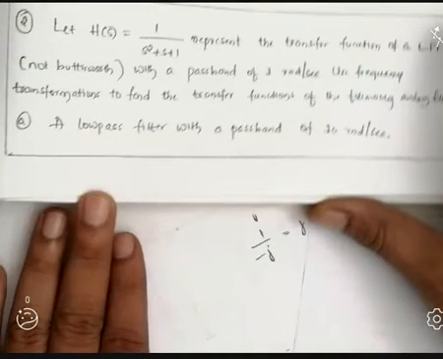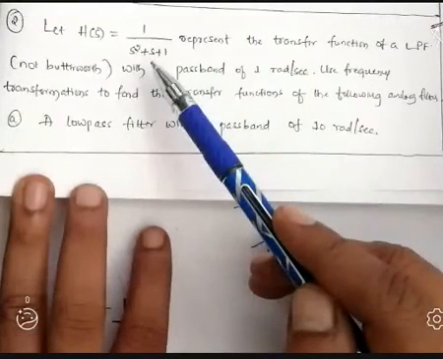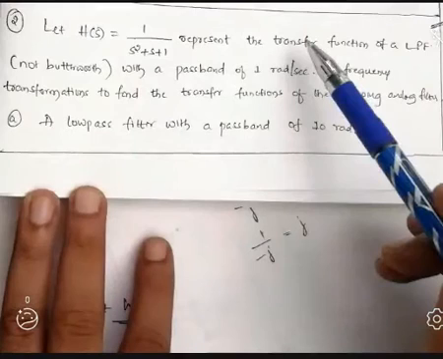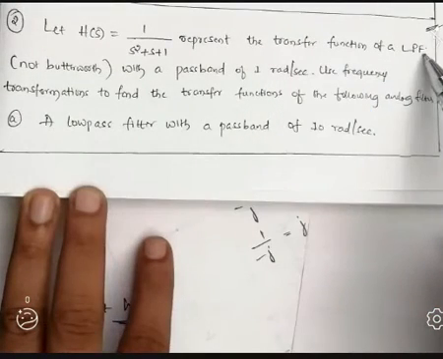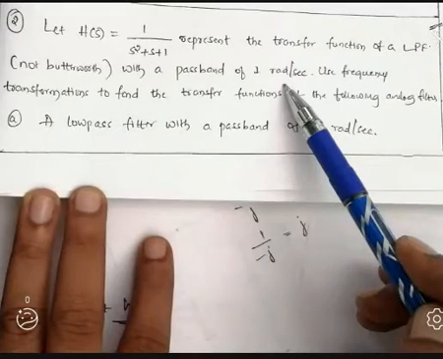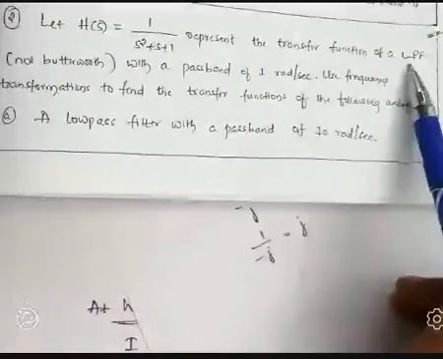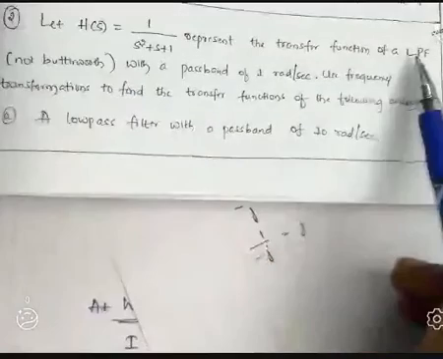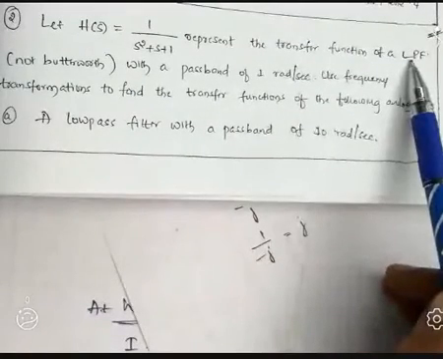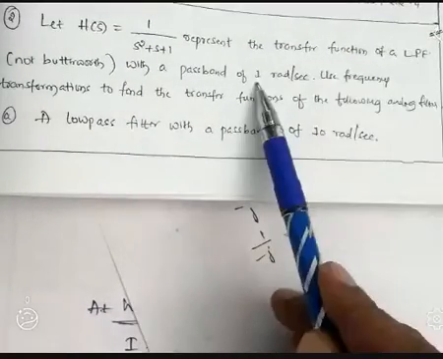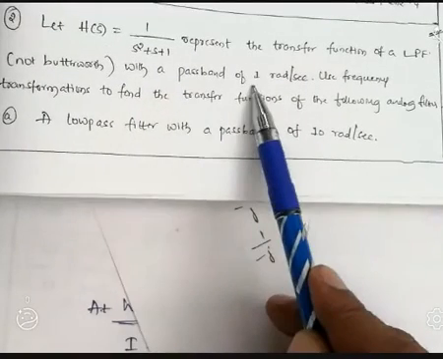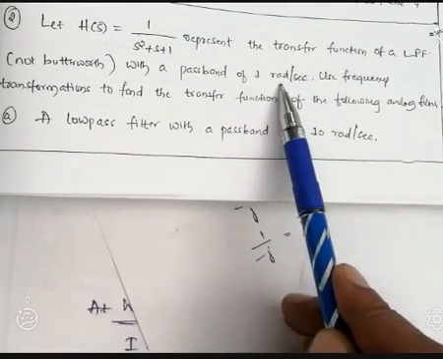Let H(s) = 1 / (s² + s + 1) represent the transfer function of a low pass filter with a pass band of 1 radian per second. So from this statement, we can say that H(s) is the transfer function of the low pass filter. But it is of which type? It is of prototype, because it has a pass band frequency of 1 radian per second.